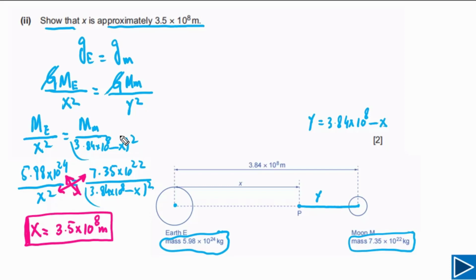And this question has 2 marks. The first mark is if you have included this step in your calculation, meaning you have equated g due to Earth and g due to the moon. And the final mark is the answer mark. If you have got the right answer, you will get the second mark.